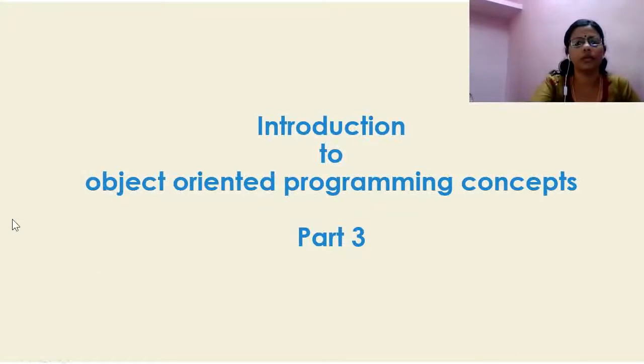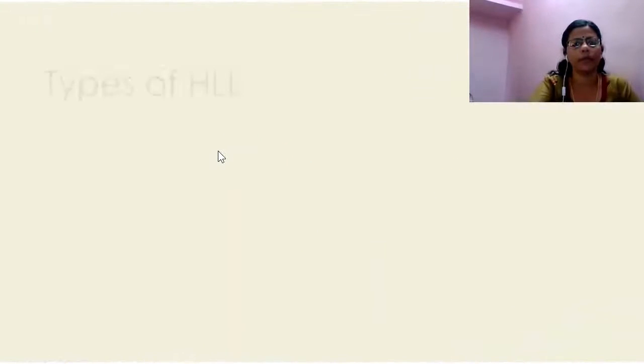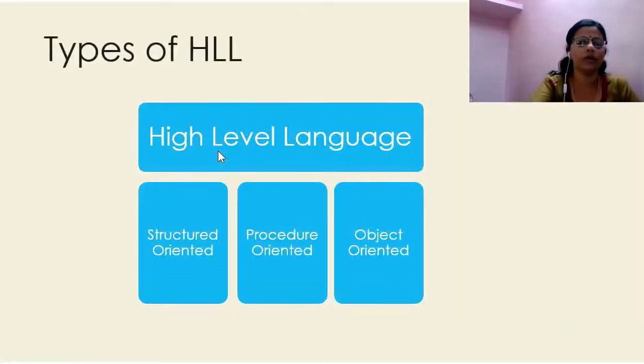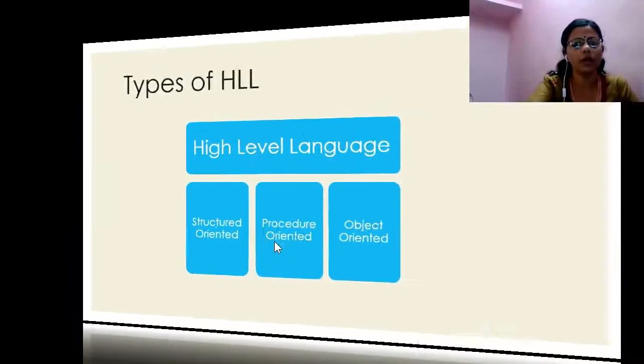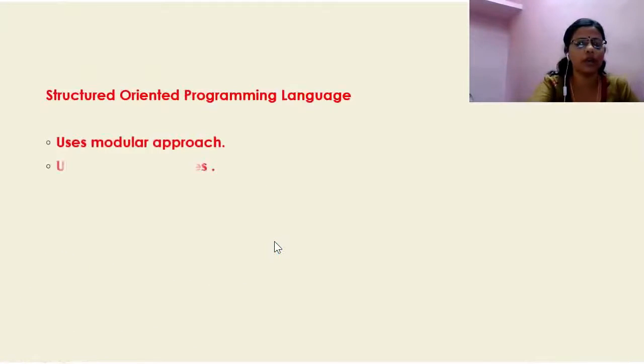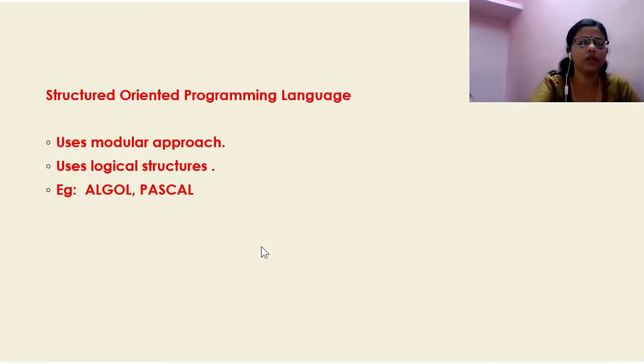So welcome to part 3 of this lesson, Introduction to Object-Oriented Programming Concepts. Here we are learning about the types of HLL, nothing but high level language. So the three types of high level language are structure oriented, procedure oriented and object oriented. Okay. So we'll be learning what is a structure oriented programming language. Here, structure oriented programming language means it uses a modular approach.